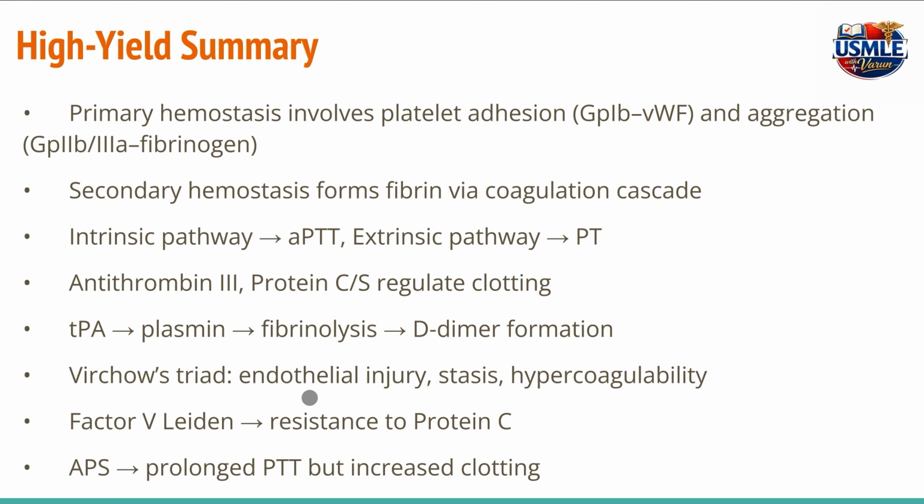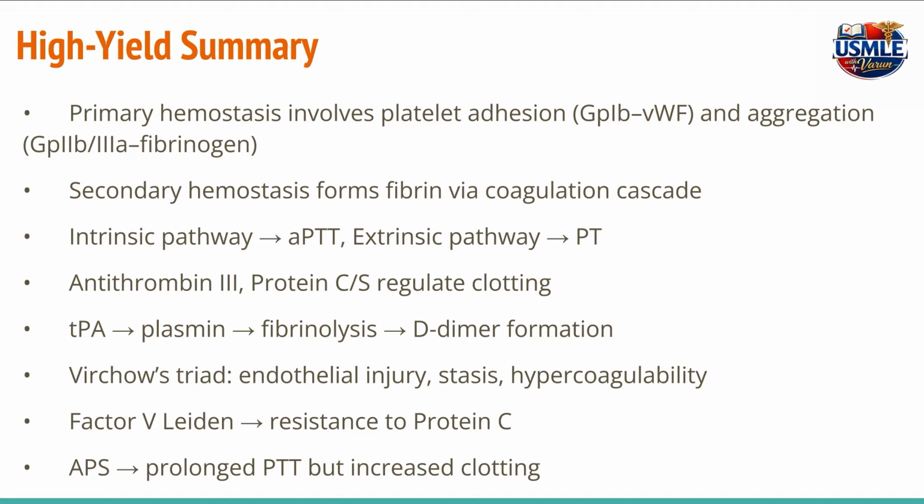Primary hemostasis involves platelet adhesion and aggregation. Adhesion happens via GP1b and von Willebrand factor interaction, whereas aggregation happens via GP2b3a receptor binding with fibrinogen. Secondary hemostasis forms fibrin via the coagulation cascade. The intrinsic pathway is measured by aPTT, and the extrinsic pathway is measured by prothrombin time.